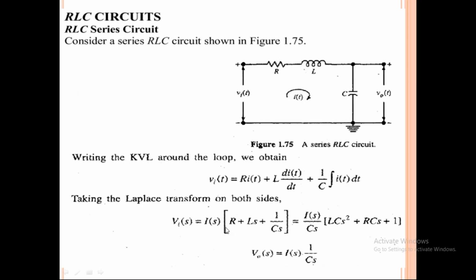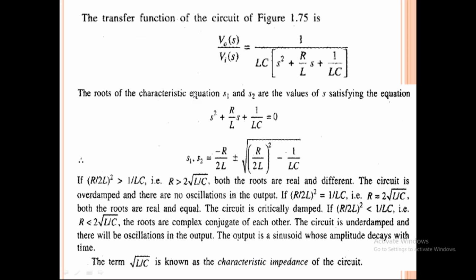Simply write the KVL equation of the circuit, the loop equation, then the output voltage equation. Now simply the transfer function V naught of S by VI of S, or gain. In the denominator is a second order equation in the S domain. Equate this equation to 0 and find the roots. Within the roots there will be the square root of (R by 2L) whole square minus 1 by LC.